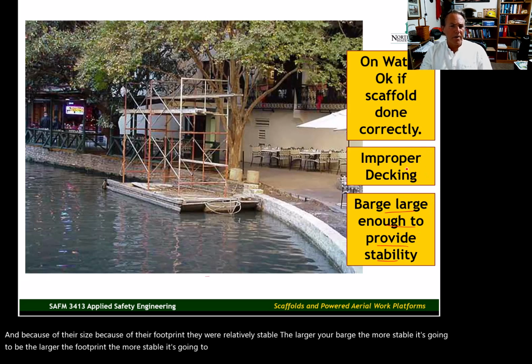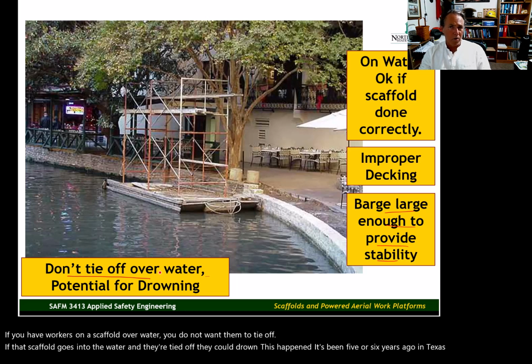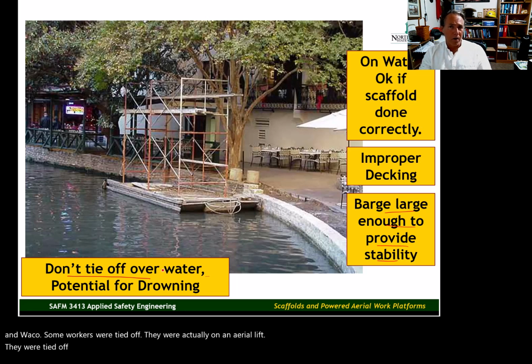Another issue that has to be considered here: if you have workers on a scaffold over water, you do not want them to tie off. If that scaffold goes into the water and they're tied off, they could drown. This happened, it's been 5 or 6 years ago in Texas, in Waco. Some workers were tied off. They were actually on an aerial lift. They were tied off to the handrail of the aerial lift. The aerial lift fell over into the water. They couldn't get free because they were tied off.